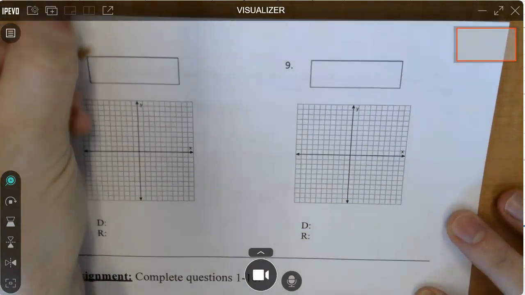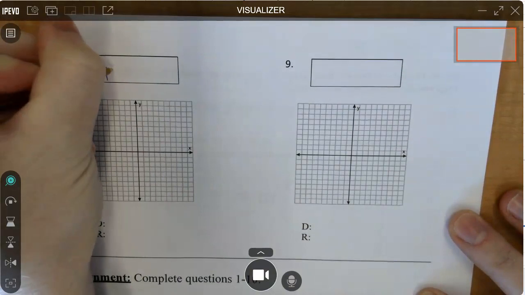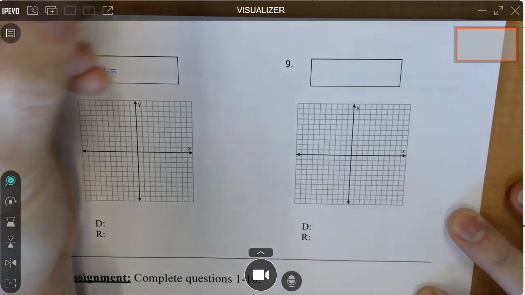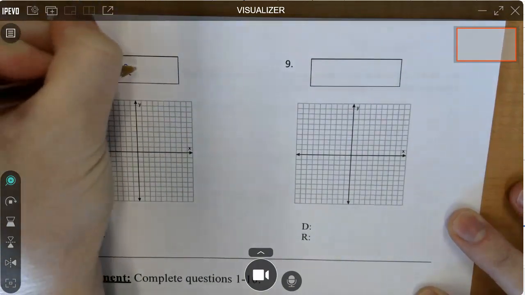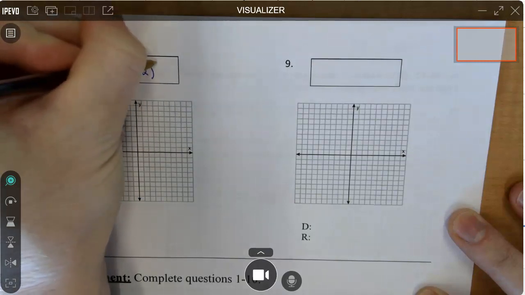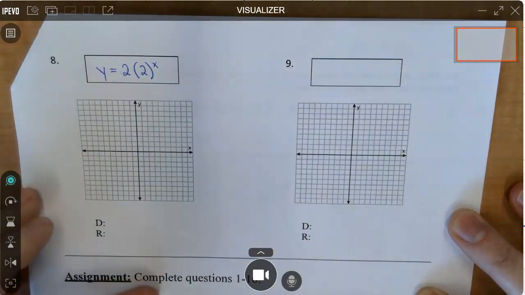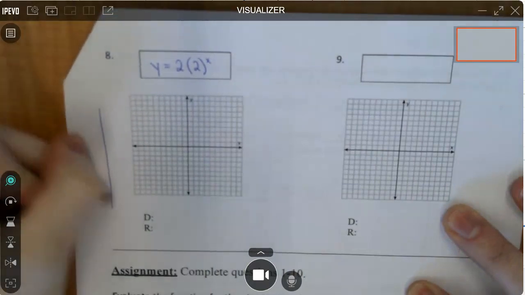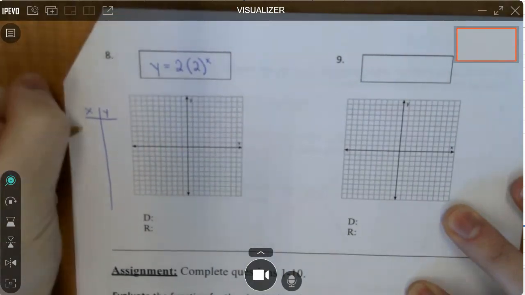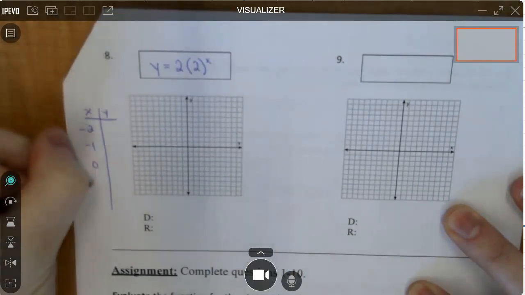The one thing we haven't seen yet is, well, what if the a value isn't a 1? Like, for example, what if we did the following? What if it was y equals 2 times 2 to the x power? Well, now when we make our t-chart, we have x, we have y. I'm going to pick the same numbers we did before.